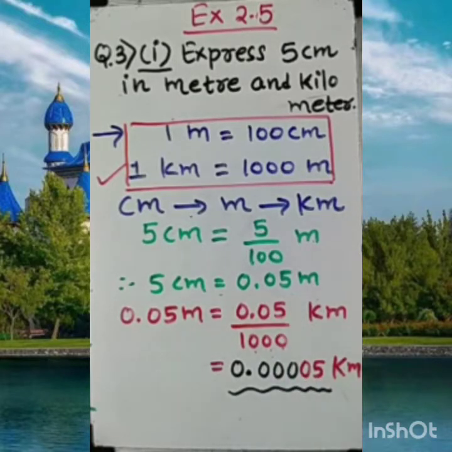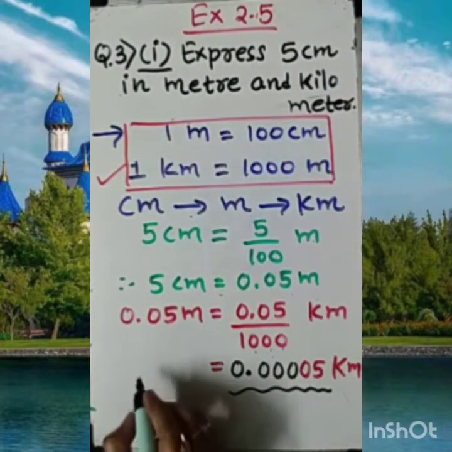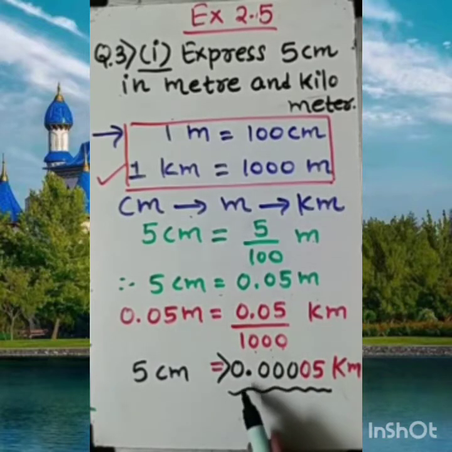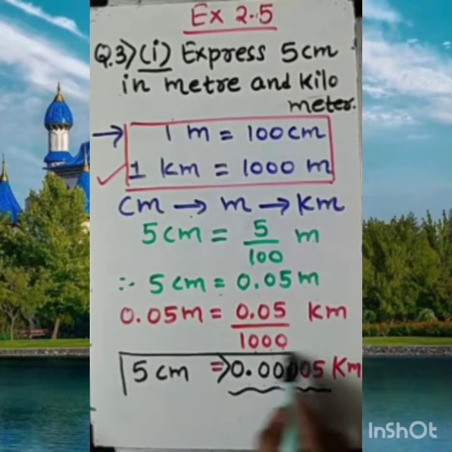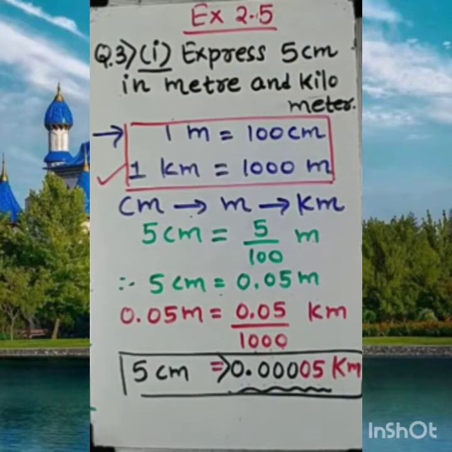So the final answer, the conversion of 5 centimeter, from 5 centimeter the conversion is 0.00005 kilometer. So this is the solution for the first part of the question 3. Now let's move on with the second part.